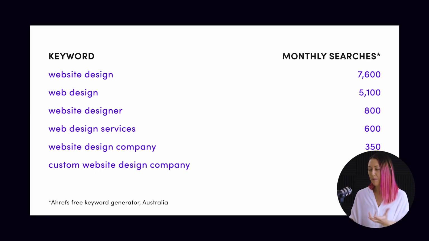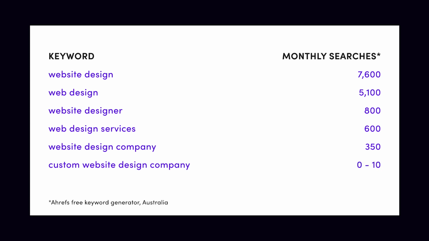Okay, to kick our keyword research off, let's set some criteria. The first one is search volume. If we pop these terms into the Ahrefs keyword generator, here's what we'll find. We don't want to go after keywords that have no search volume, but it isn't as easy as just choosing keywords with the highest monthly searches.